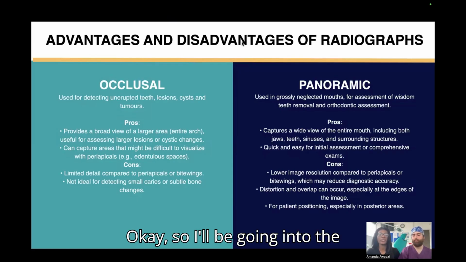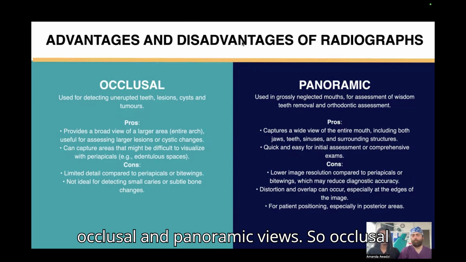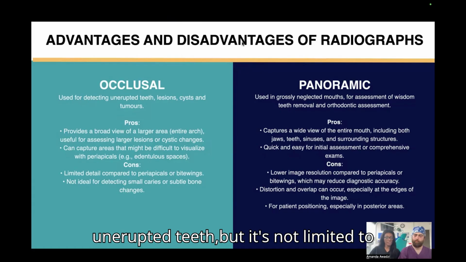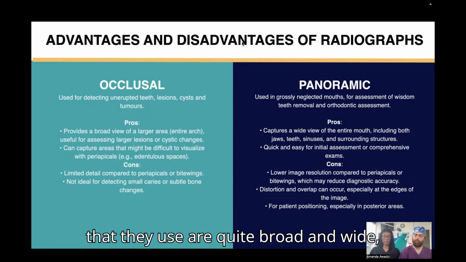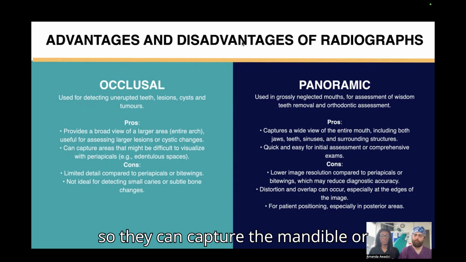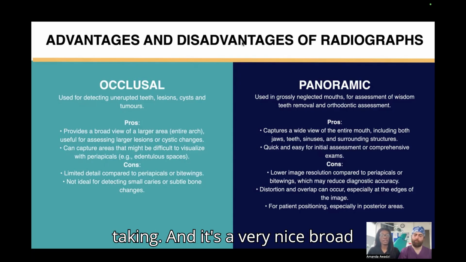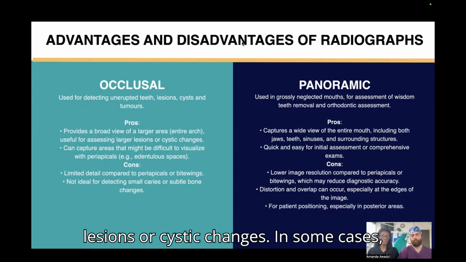Okay, so I'll be going into the advantages and disadvantages of the occlusal and panoramic views. So occlusal views are usually used for detecting unerupted teeth, but it's not limited to lesions, cysts, and tumors. So a good thing about it is that the films they use are quite broad and wide, so they can capture the mandible or maxilla depending on which area you're taking. And it's a very nice broad view. And it's used for assessing larger lesions or cystic changes.